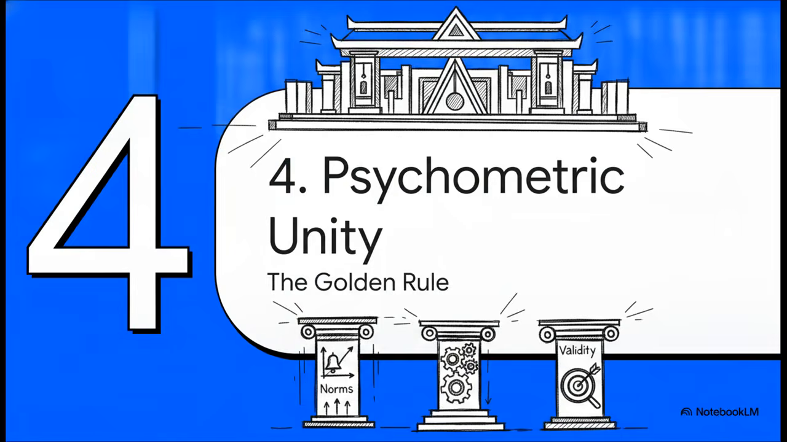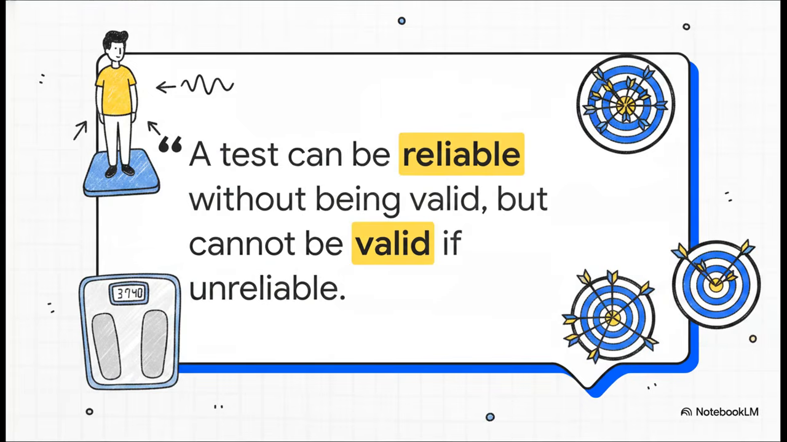Moving to Section 4, Psychometric Unity, the Golden Rule. We have covered a tremendous amount of ground today. We've built our three pillars: norms, reliability, and validity. Now it is time for the finale, where we wrap all of this science into one cohesive structure. So the crucial point is this absolute golden rule of psychometric unity.